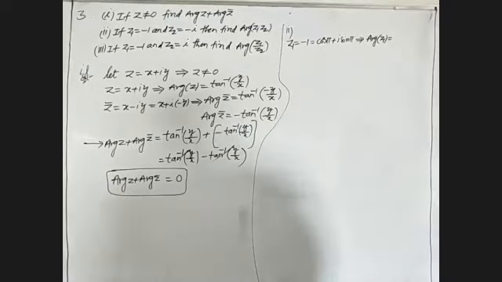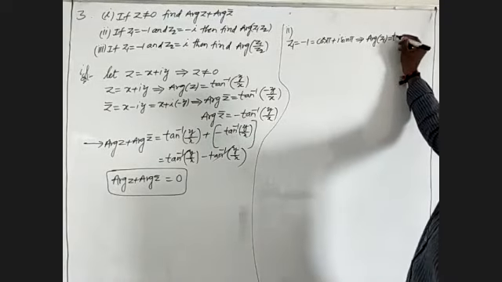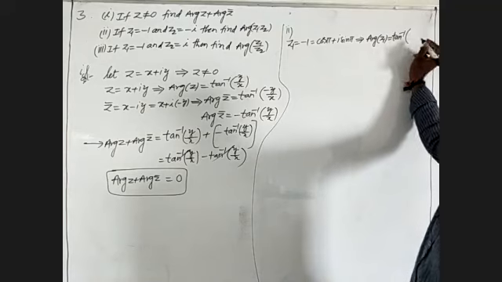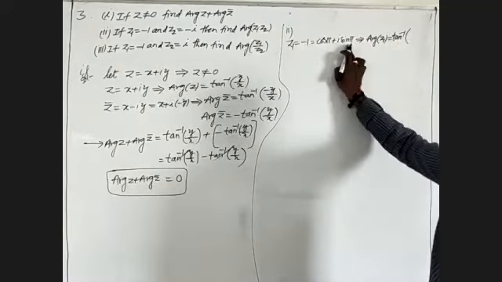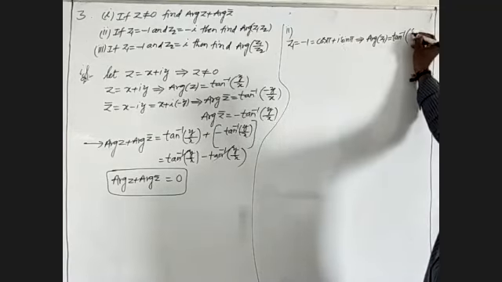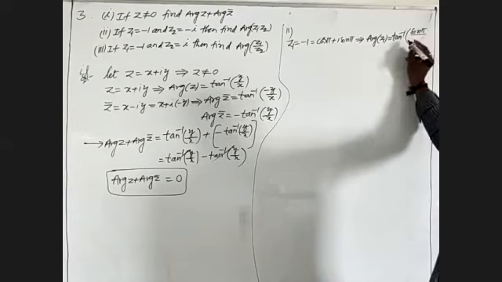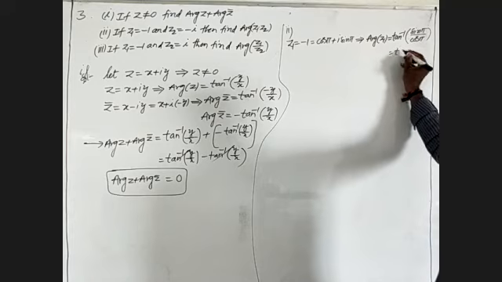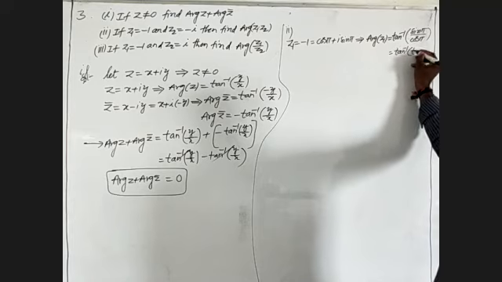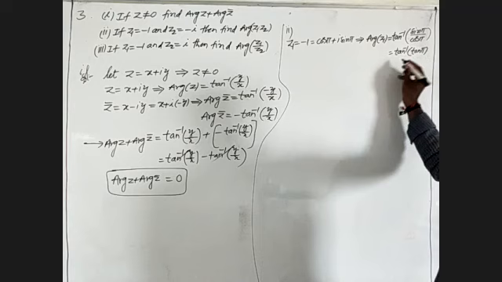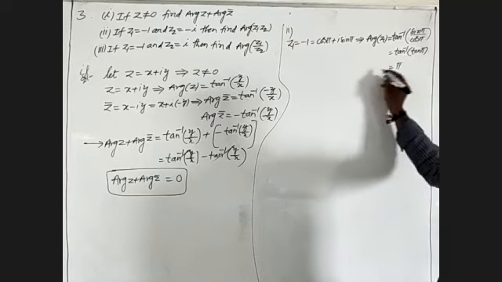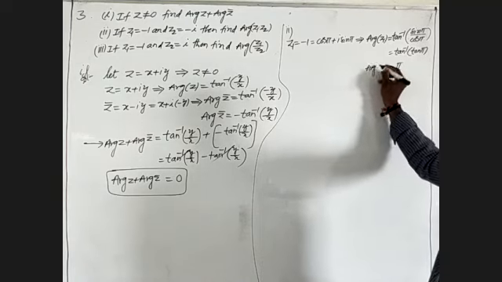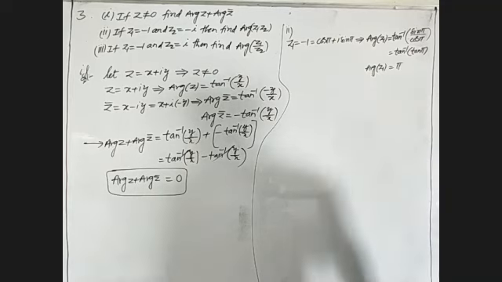Argument of Z1 is nothing but tan inverse of imaginary part by real part, where the imaginary part is sin pi. After that, the real part is cos pi, so it must be written as tan inverse of tan pi. Tan inverse of tan pi is nothing but pi. This is the value of argument Z1.